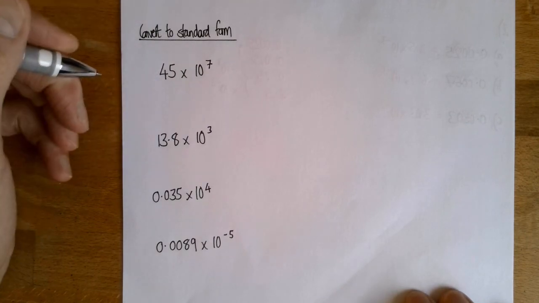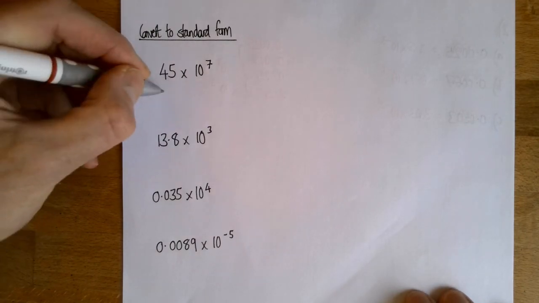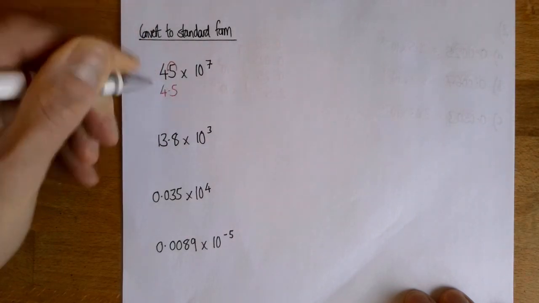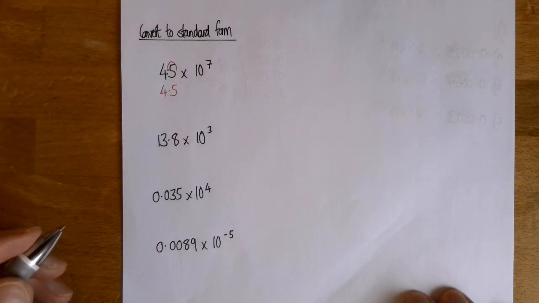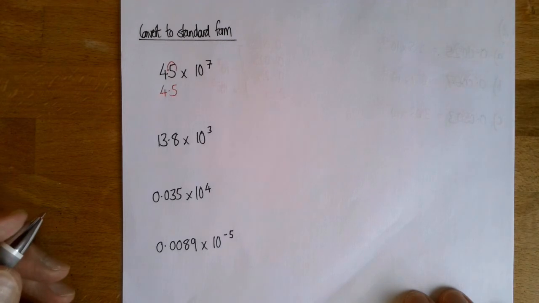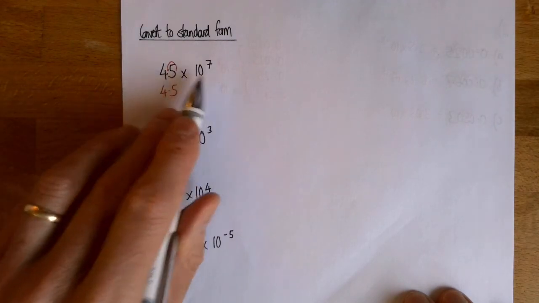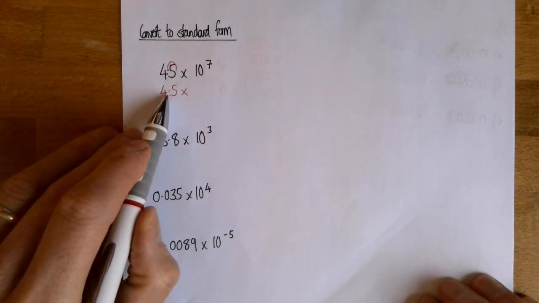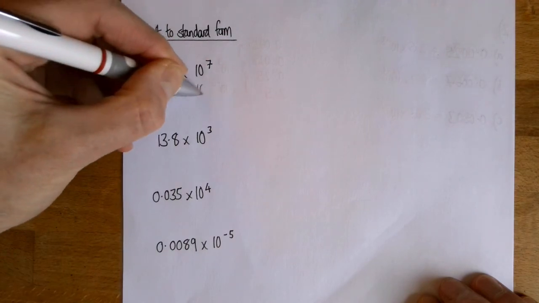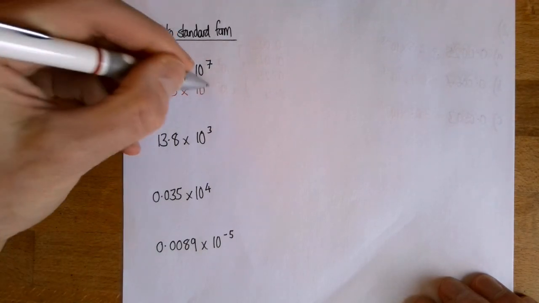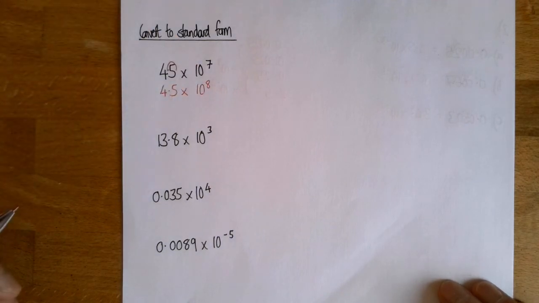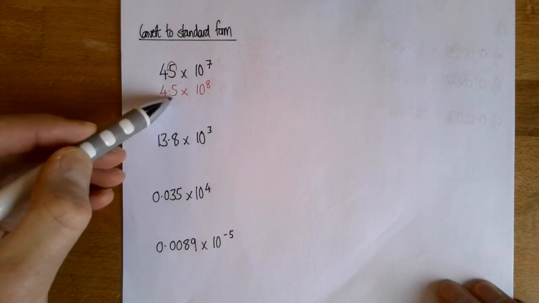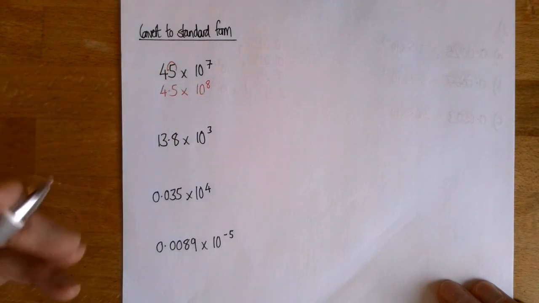So 45 is not a number between 1 and 10, but if I divide it by 10, I get 4.5. That's 10 times smaller than 45. I want this number to be the same as this one, so I need to balance it up. I've made this side 10 times smaller, so to balance it up, I've got to make this side 10 times bigger. And if I multiply 10 to the power of 7 by another 10, it becomes 10 to the power of 8. So I made this side 10 times smaller, so I got my number between 1 and 10. I had to do the opposite on this side, make it 10 times bigger.